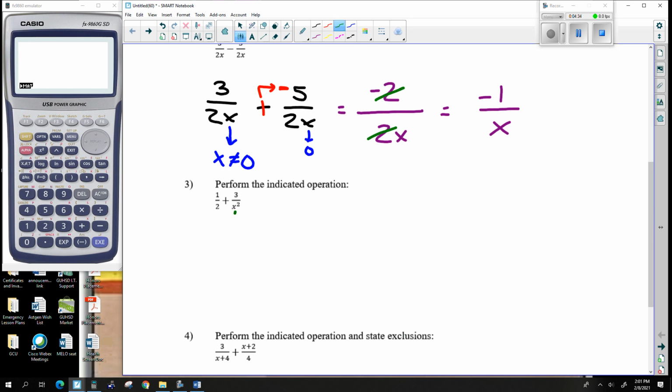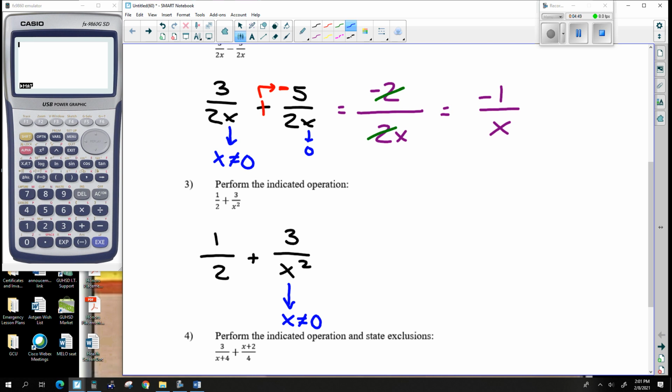And then again, if you can simplify or anything, do that simplification. Okay, right now the restriction, oh, sorry, let me write it a little bit more formally. Okay, so right now restrictions are x can't be equal to 0.